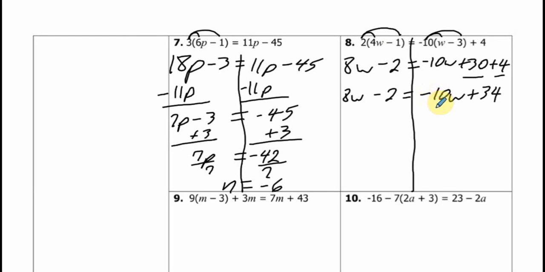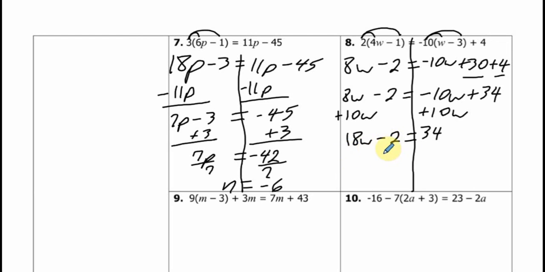So negative 10w is smaller than 8w, so I'm going to zero this out. I'm going to get rid of it and make it nothing. So if I have a negative 10w and I add 10w, that makes nothing. Add 10w. All right, 8w plus 10w. So 18w minus 2 equals, these guys cancel out, bring down the 34.